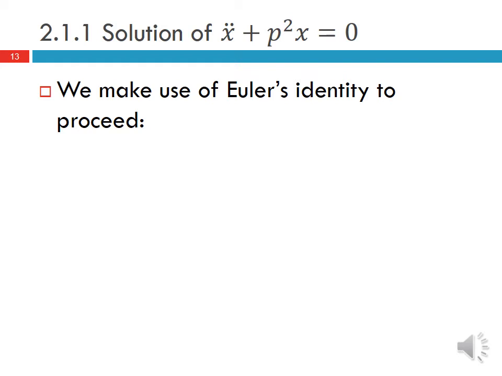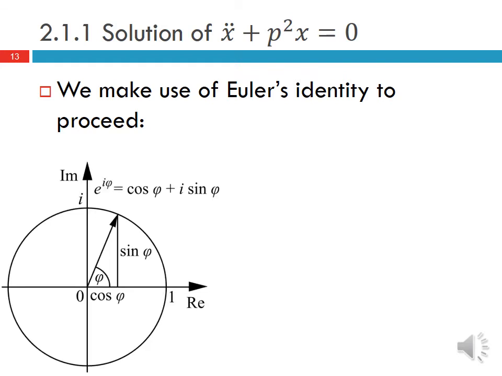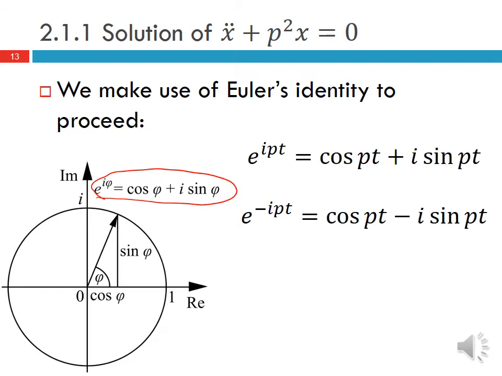To proceed, we make use of Euler's identity. You may recall Euler's identity, which is shown here: e to the i phi is equal to cosine phi plus i sine phi. And so in this case, e to the ipt is equal to cosine pt plus i sine pt, and e to the minus ipt is cosine pt minus i sine pt. And that comes from the unit circle shown here in the real and imaginary space.